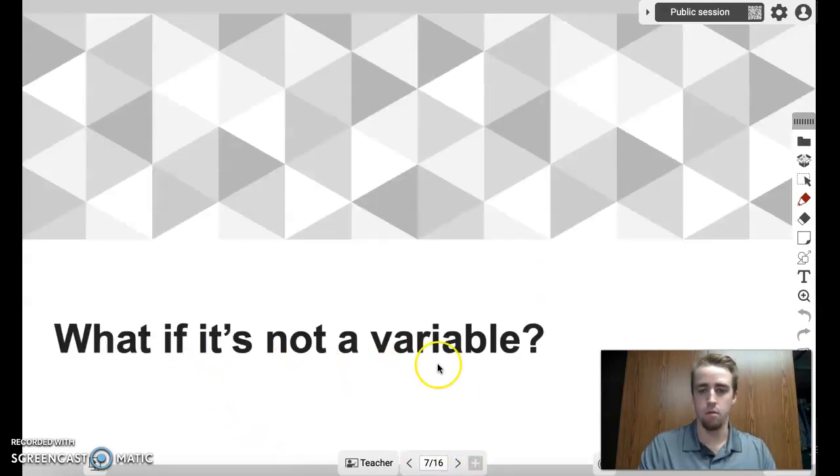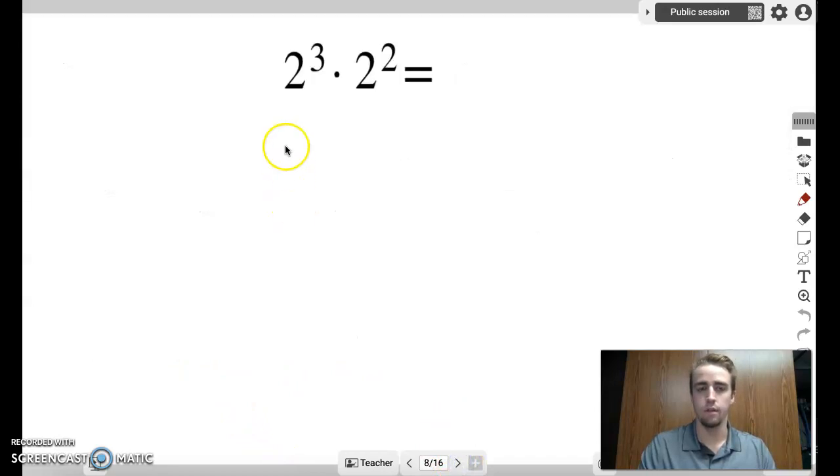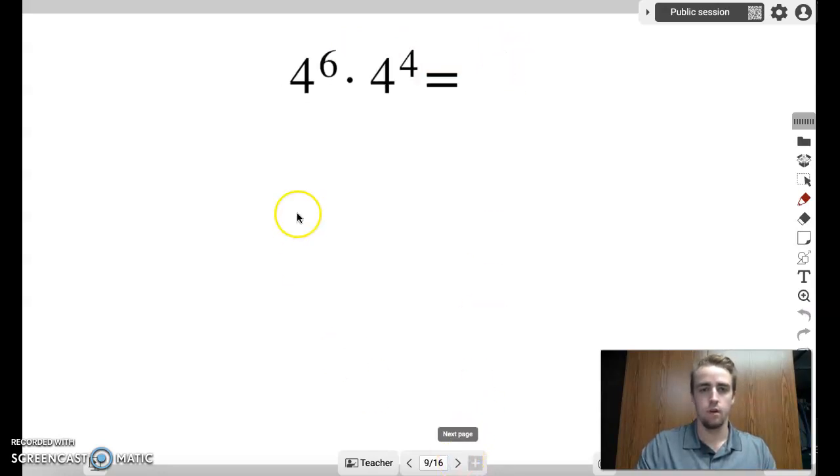What if it's not a variable? In this case, we have two 2's. We're going to do the same thing. We're going to keep the 2 and add the exponents. Now you're going to have 2 to the 5th power. Could somebody help me with this one? Yeah, we're going to keep the 4, and we're going to add our exponents. And we're going to get 4 to the 10th. Very good.